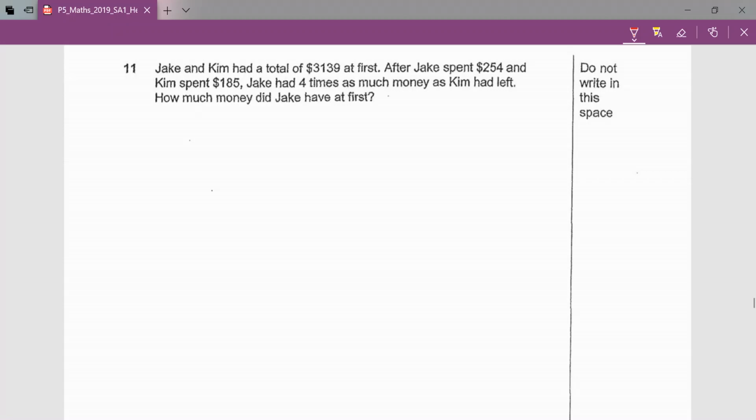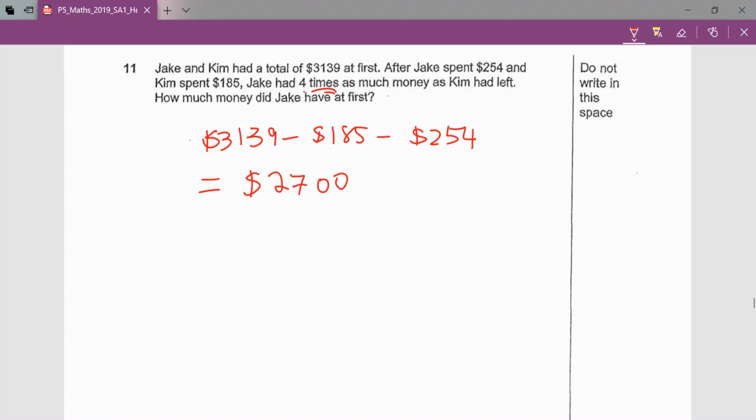So over here basically, you're gonna use 3139 minus 185 minus 254. That's all the amount of money they spent, right? And then you're gonna get 2700.